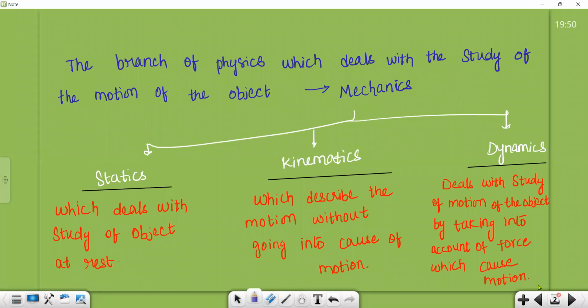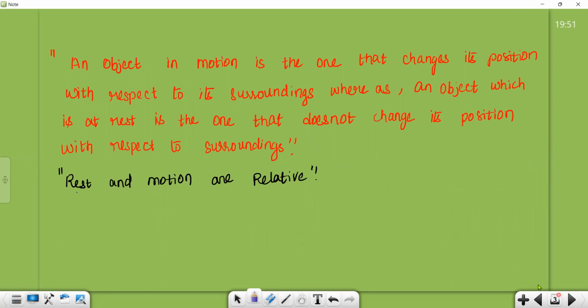First one is statics, which deals with the study of objects at rest, whereas kinematics deals with objects which are moving, but it doesn't deal with the cause, how it is moving or which force is acting on it. Whereas dynamics, along with the motion, deals with the force which is causing the motion. Clear?